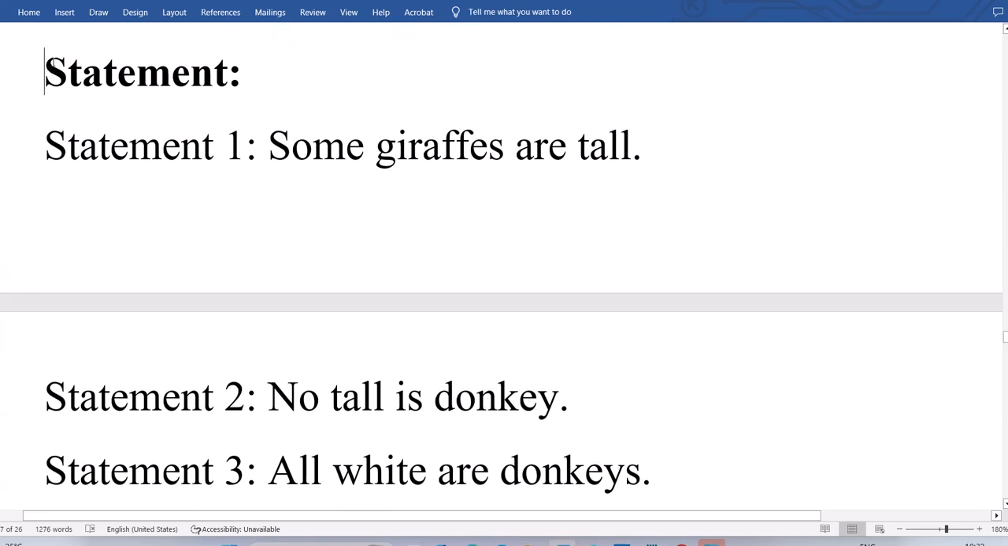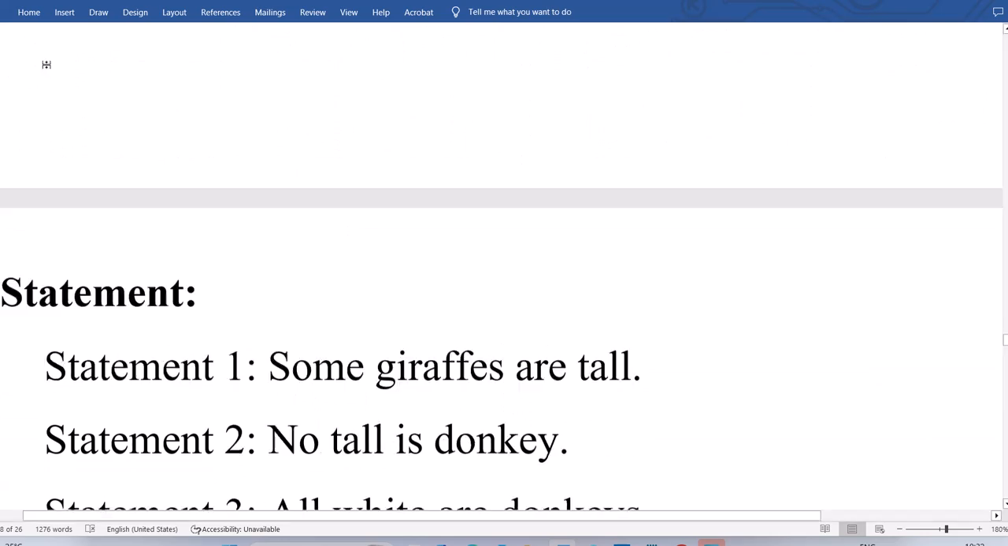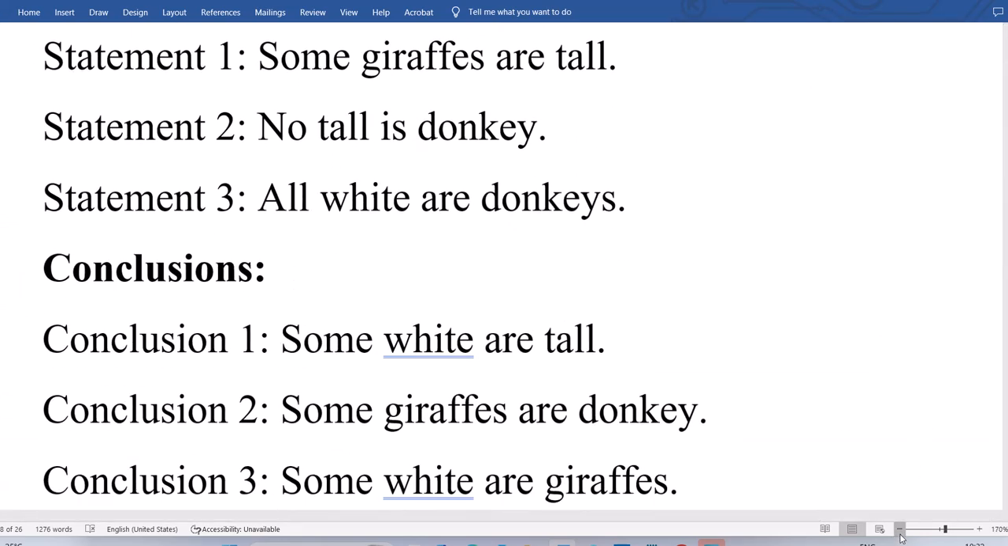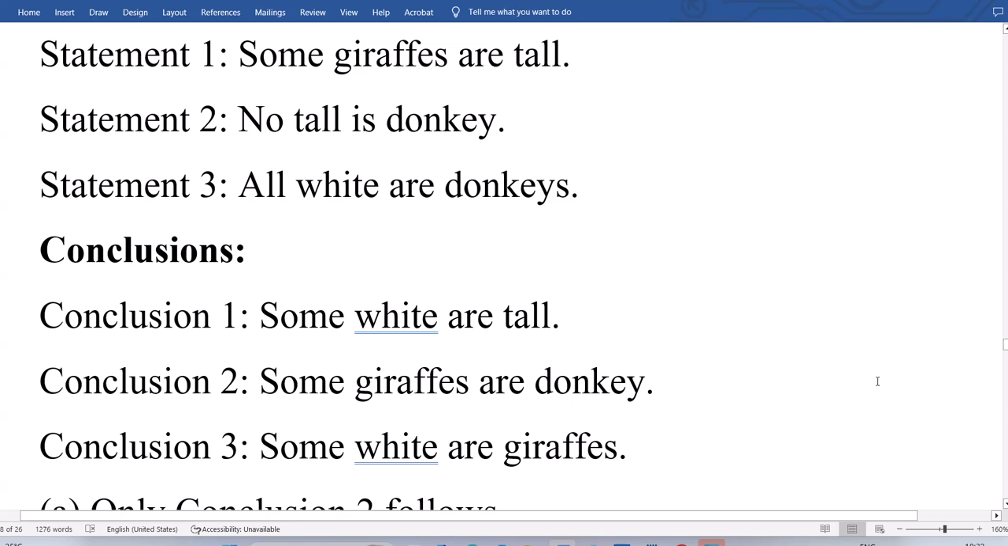Statements and conclusions again. Three statements, three conclusions. Work on this, please. Three statements and three conclusions.